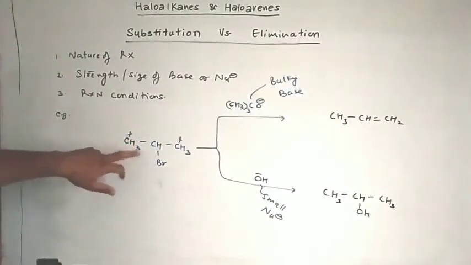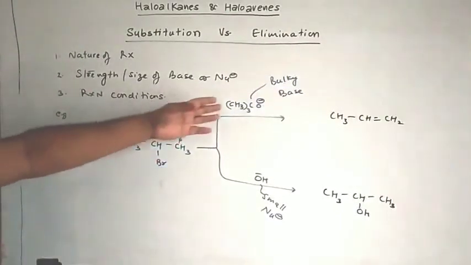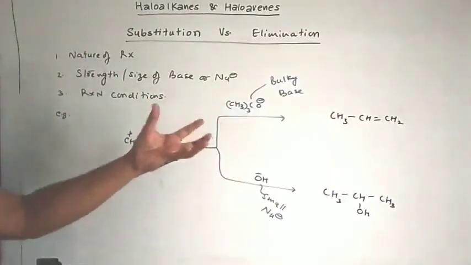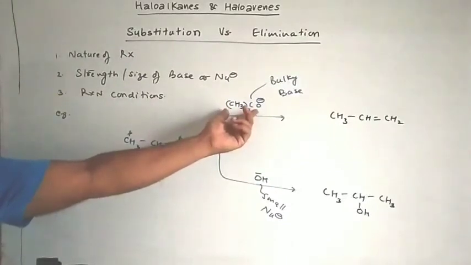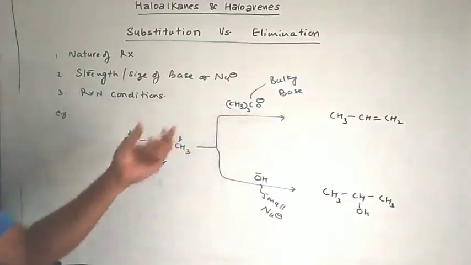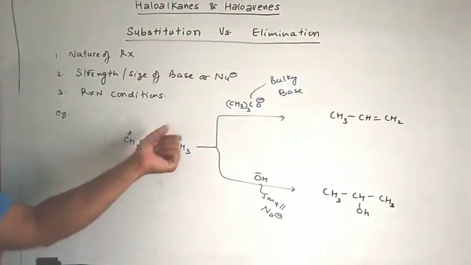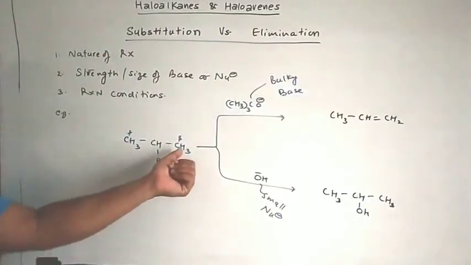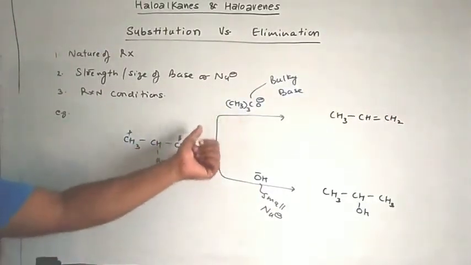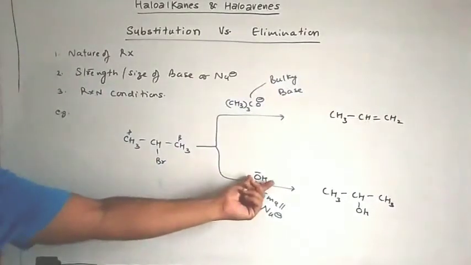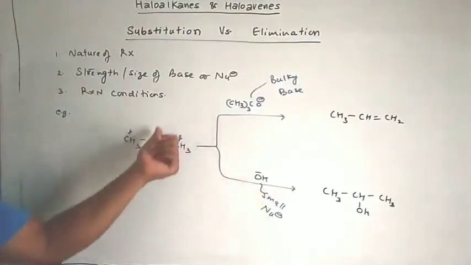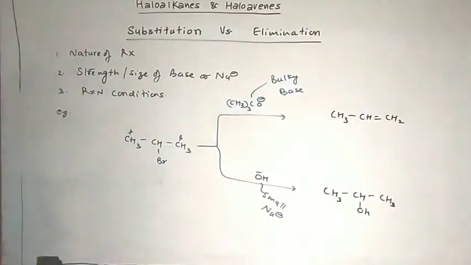If it is 2 degree, like in this case, that further depends upon the strength and the size of the nucleophile or base. If the nucleophile is bulky, the reagent is bulky, it will act as a base because it's difficult to attack this carbon from the back side of Br. So it's easy for this molecule to take out H from here or here. If your nucleophile reagent is small like this OH, it can easily approach this carbon and give rise to the substitution product.